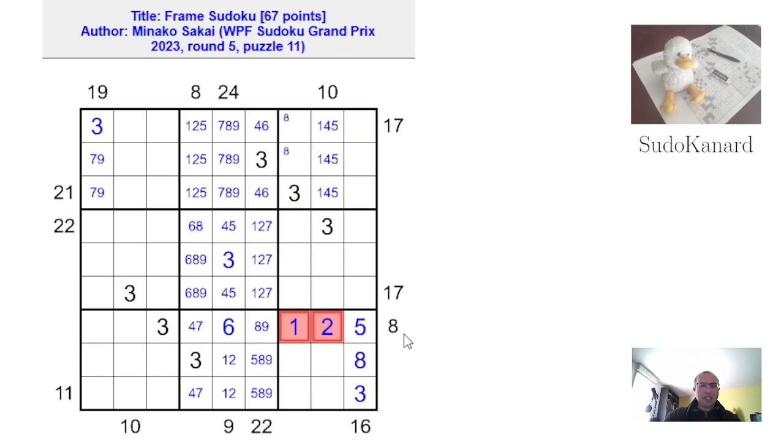I really don't understand what's happening here. Well, never mind. I think 8 is not here, so it will have to be here. And where do we move to? This is really annoying.